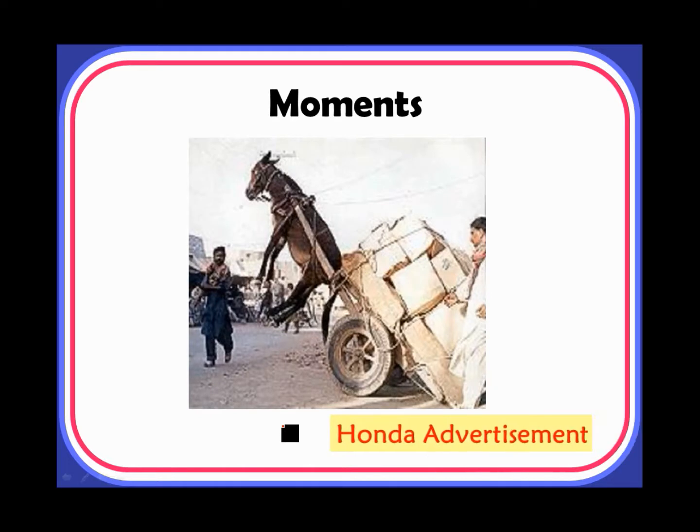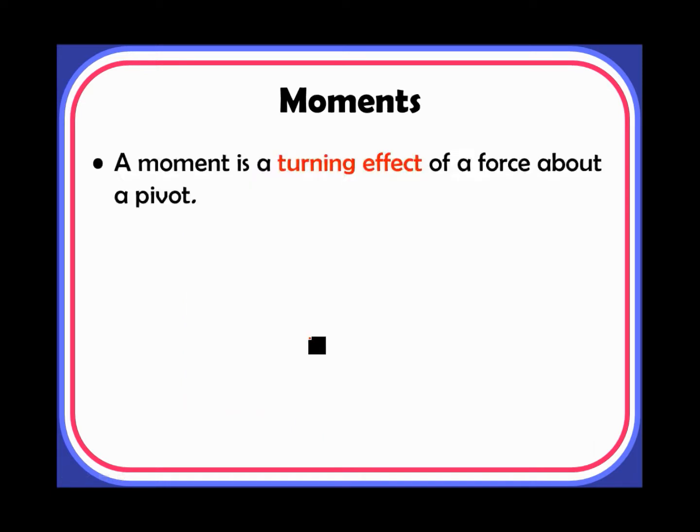This is a very old Honda advertisement where you can see the donkey is flying out in the air. The reason being the moment of the load is much heavier or larger than the moment due to the donkey. Okay, the pivot is here, so the weight of the load exerts a moment that is much larger than the moment exerted by the weight of the donkey. So you see that this is an unbalanced moment.